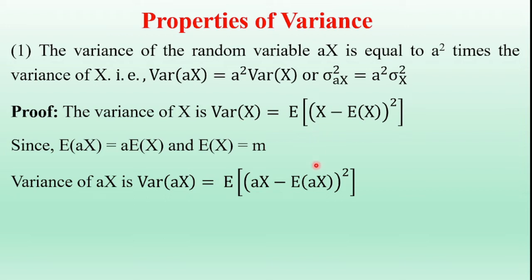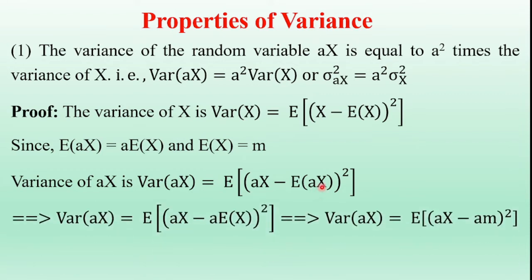expectation of (aX minus expectation of aX). X is substituted by aX. We know, according to the properties of expectation, that expectation of aX is a times expectation of X. Applying this property here, expectation of aX is a into expectation of X. Now in both the terms within the bracket, a is common: a into (X minus expectation of X) whole square. So a square.